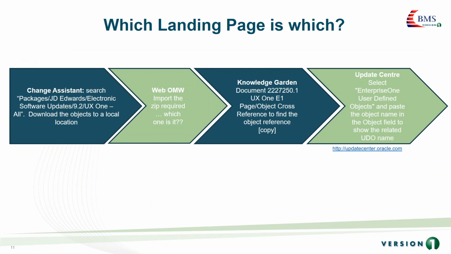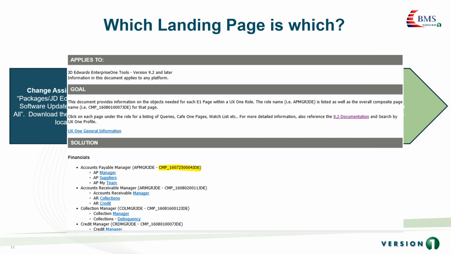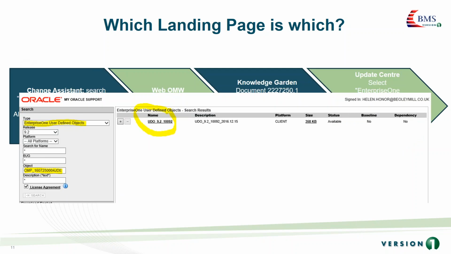Let's just take stock before we show the import. The first arrow here shows the step we've just discussed, which is downloading all of the UX1 objects from Change Assistant. The next step will be to import the objects into JD via Web OMW, but if you don't want them all, how do you know which ones you need to import? There's a Knowledge Garden document which shows the object references by role. The highlight shows the object reference for the Accounts Payable Manager role. You can copy this object reference, then go to the Update Center, select Type, EnterpriseOne User Defined Objects, and paste the reference into the OMW project reference.